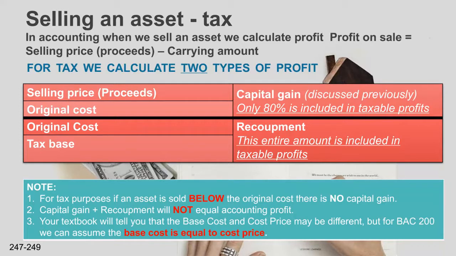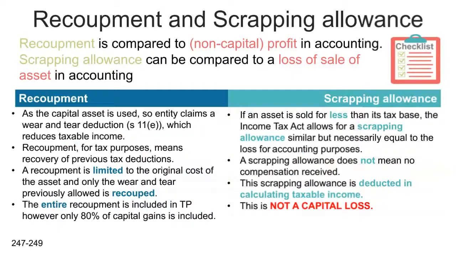The one question that you should have, which I don't know if anyone has, is what happens if we sell the asset for less than the tax base? Then we're going to make what we call a loss on sale for tax purposes. But the taxman has another word for that. He calls that a scrapping allowance.